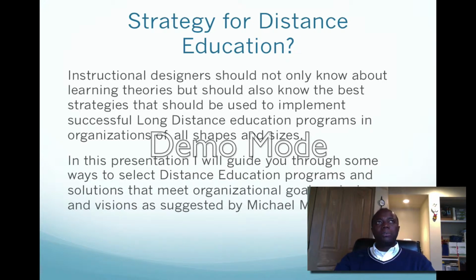I guess the reason for this is that every professional needs a good strategy to be successful. So instructional designers are of no exception. For example, a good politician needs a good strategy to be successful. A good businessman needs a good strategy to be successful. And so it is for instructional designers.